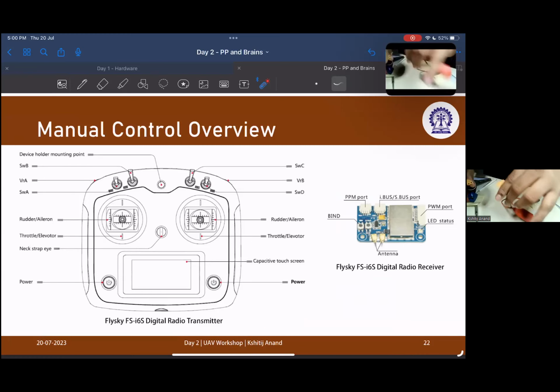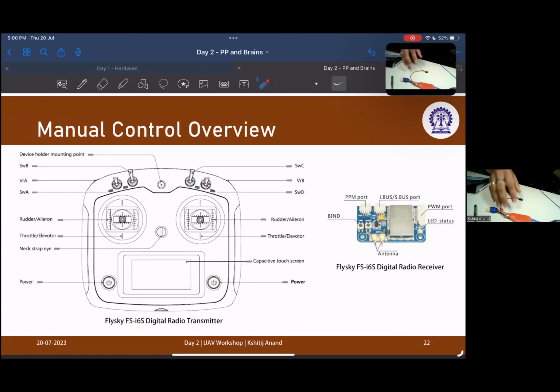Now I am going to give you an overview of what autonomous control architecture you need to control your drone.